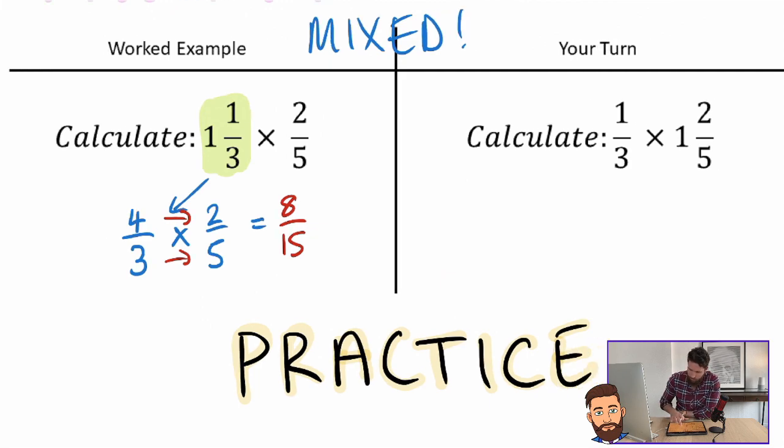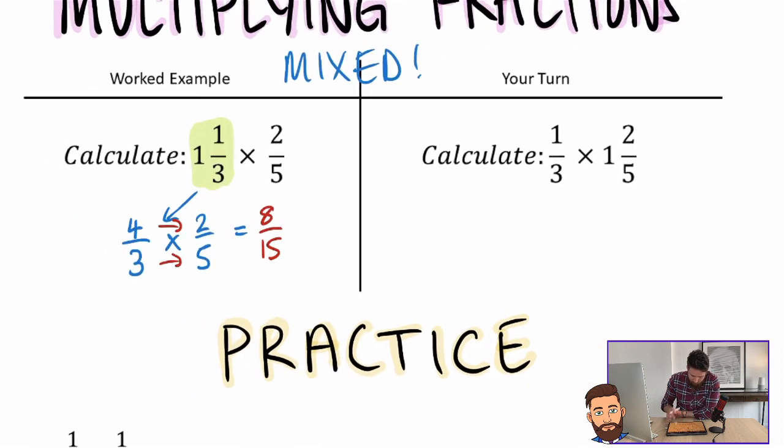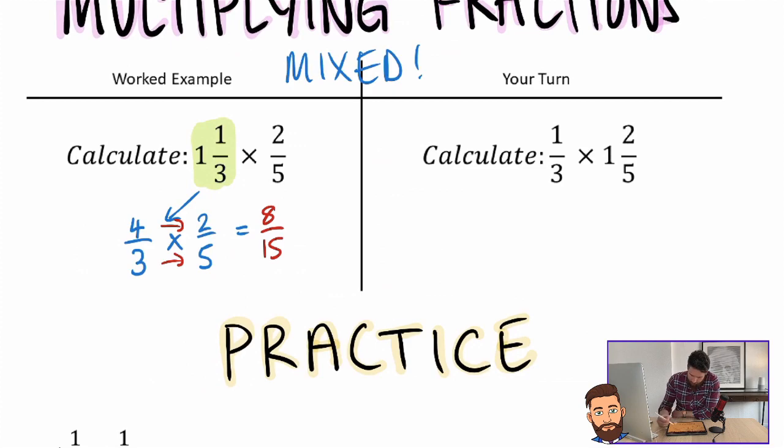Okay. Moving across. Same thing. You can have a go. You have to change, every time you see a mixed number, you need to change it into a top-heavy fraction. So we've got 1/3 times by, and this needs to be changed. So you can have a go changing that.